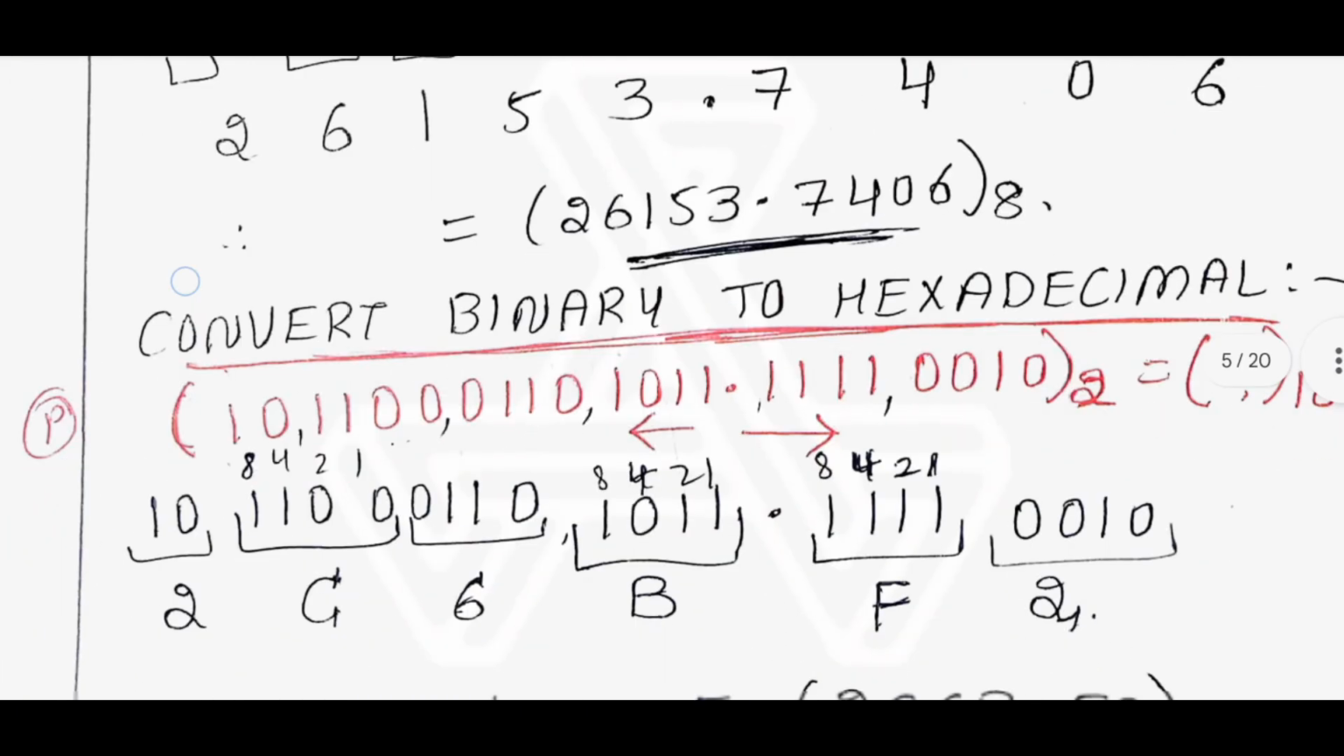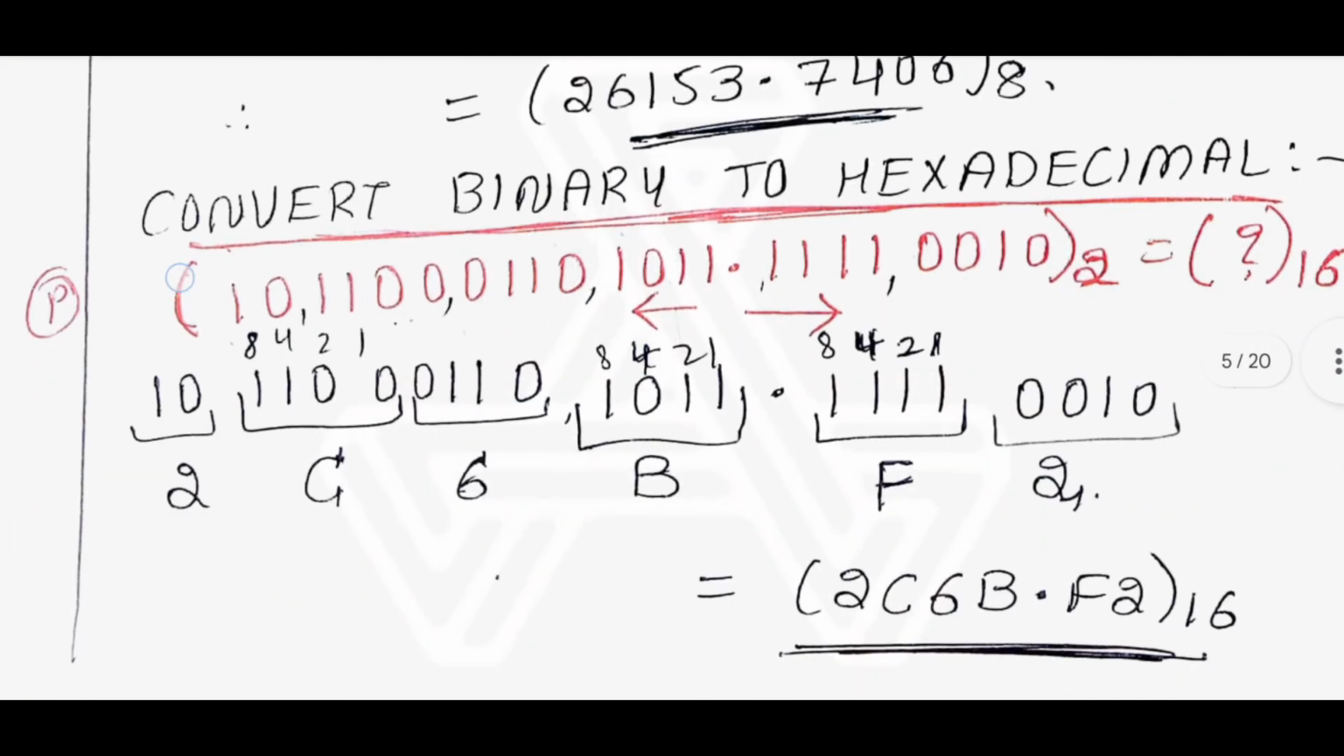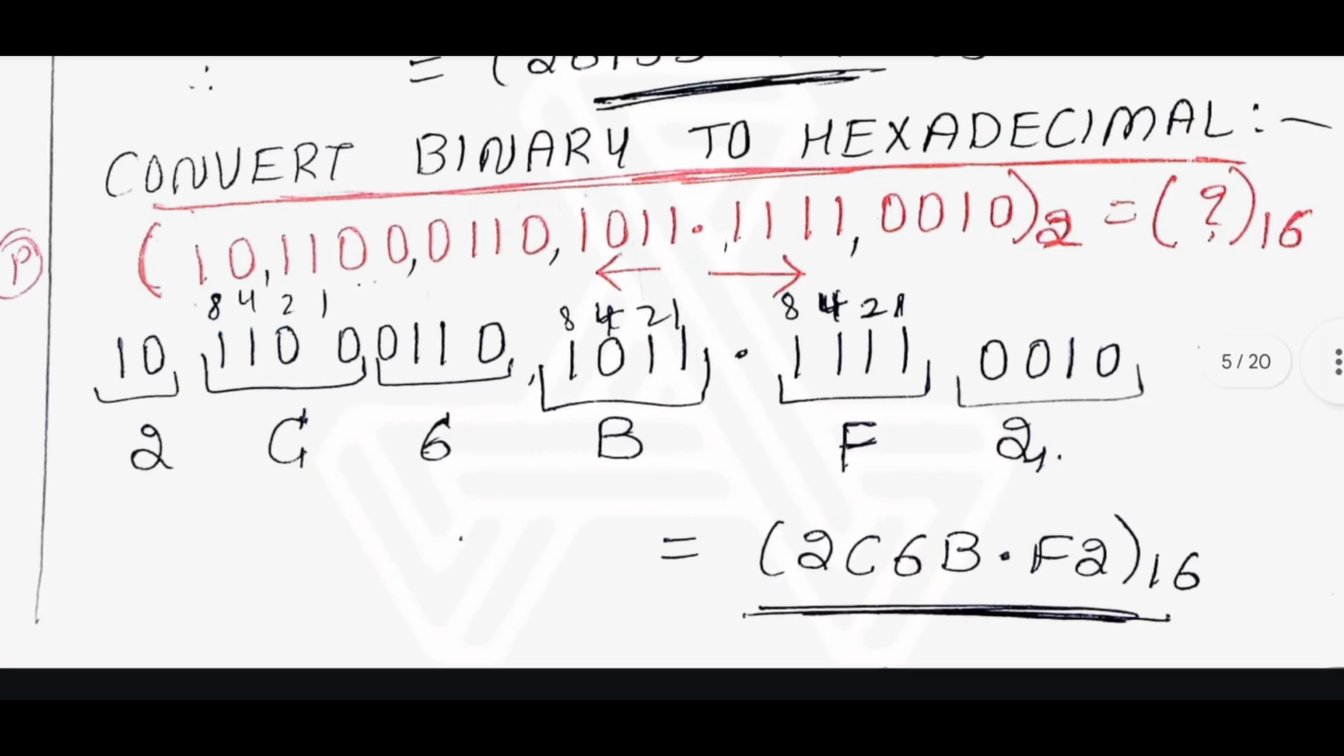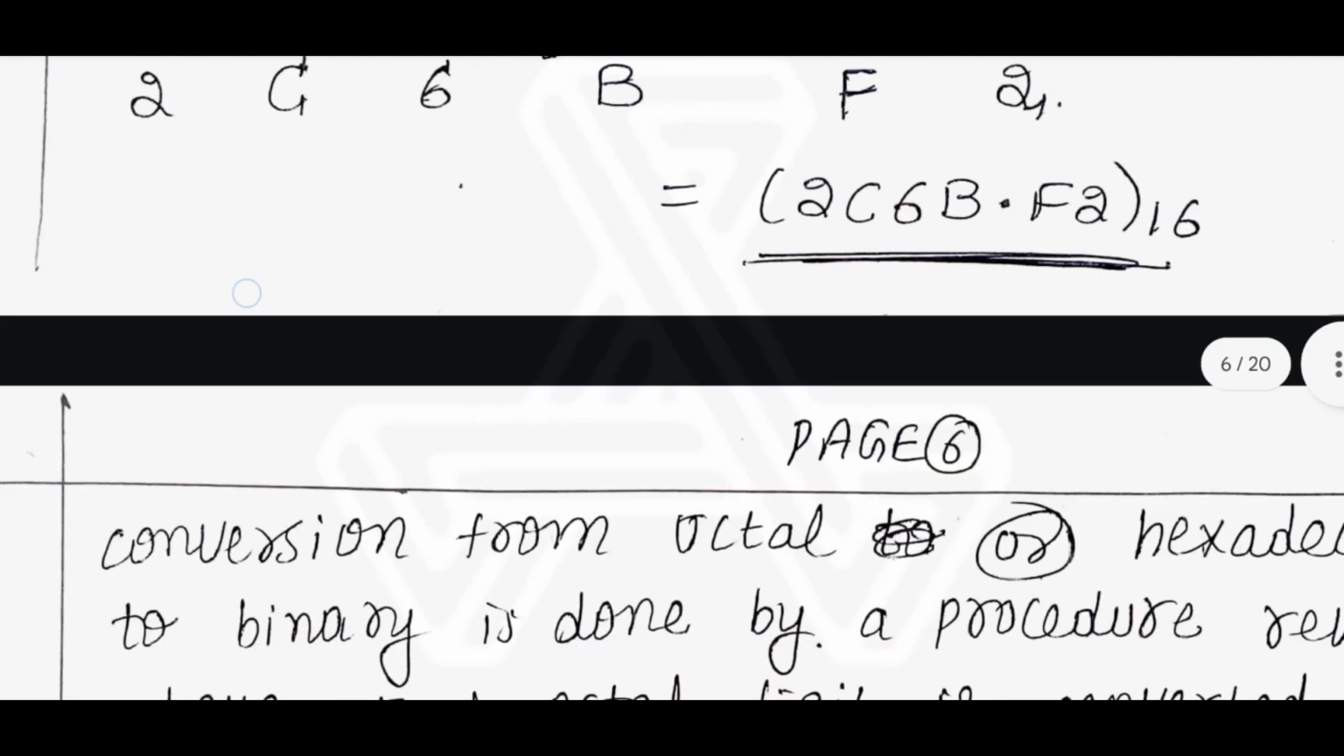Next, convert binary to hexadecimal. Consider 4, 4 digits here. 8, 4, 2, 1. We have 8 plus 2 is 10 plus 1, 11. 11 is B. So we have 6B point F2 to base 16.